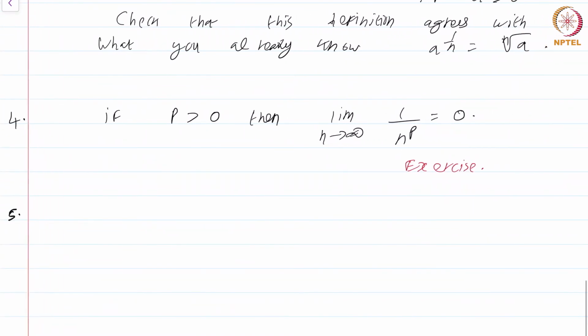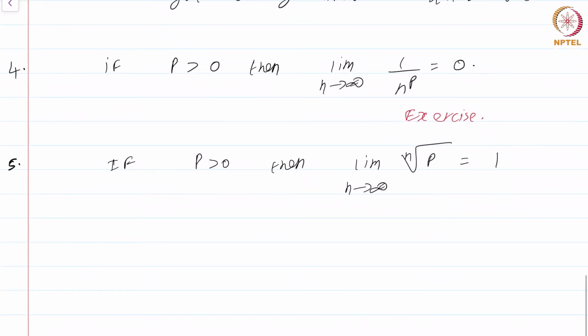Example number 5. If p is greater than 0, then the limit of the nth root of p, as n goes to infinity, is actually 1. When you take a positive real number and iteratively keep taking nth roots, you get closer and closer to 1. Now, how are you going to show this?